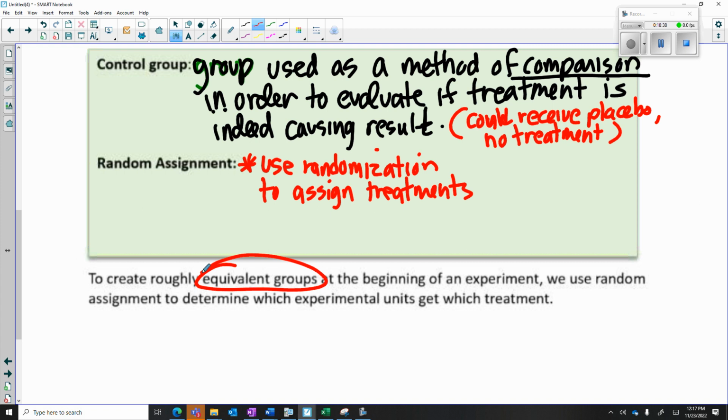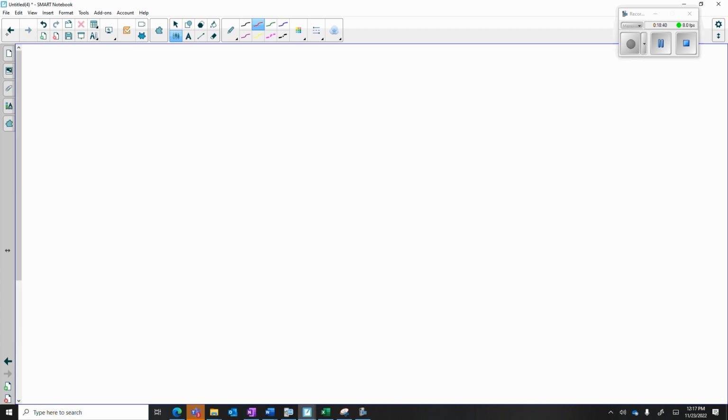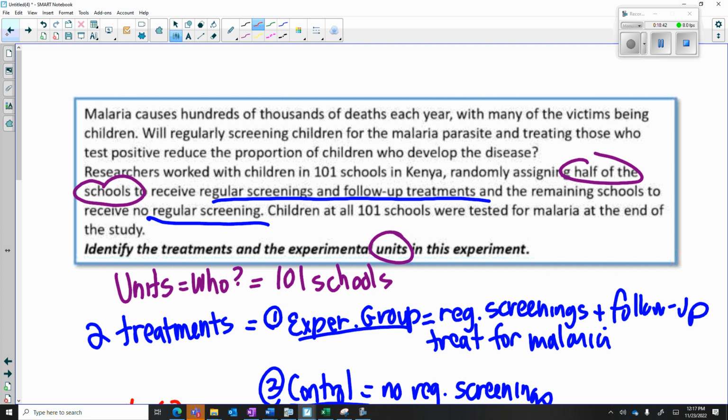Okay? So that's it for now. I know that was a lot of me talking. I appreciate you listening, but it's a lot of foundational vocabulary that we're going to use now when we go implement it in the form of our experimental design AP free response questions.